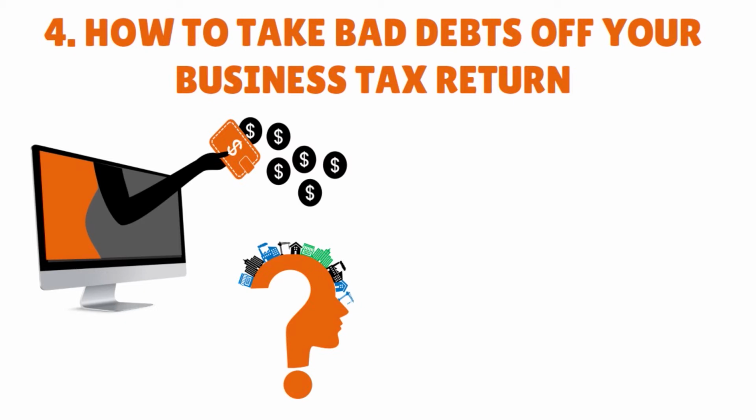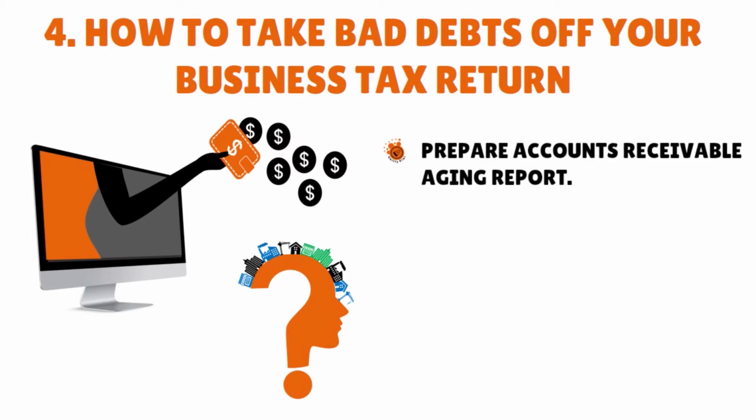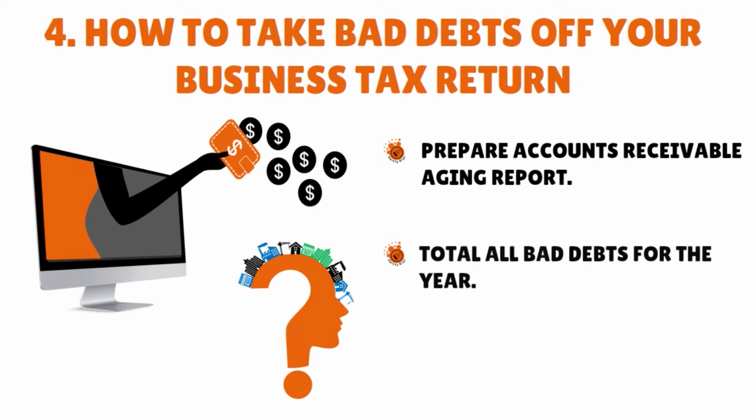Okay, so here is how you do things. You need to prepare something called an accounts receivable aging report. This is a report that shows all the money owed to you by all customers, how much is owed, and how long the amount has been outstanding. It's called an AR aging report. You also want to total all bad debts for the year. So you'll need a list of all customers who have not paid during the year, and you should only make this determination at the end of the year for what I just explained to you, and only if you have made every effort to collect the money owed to your business.